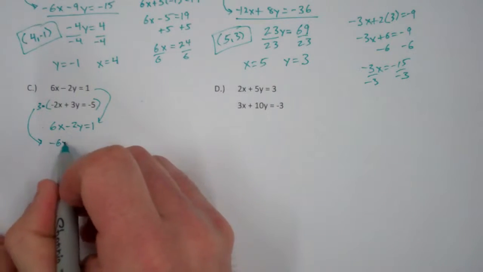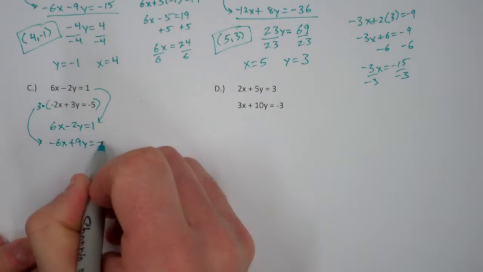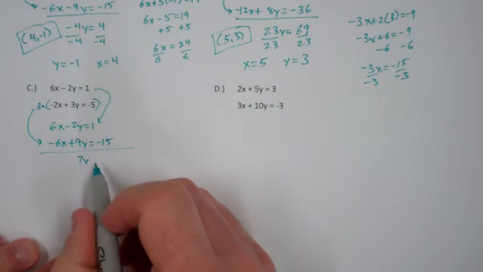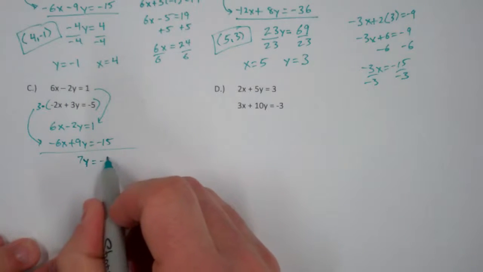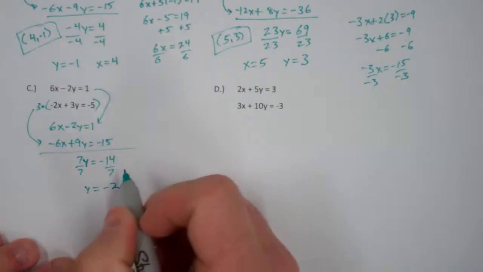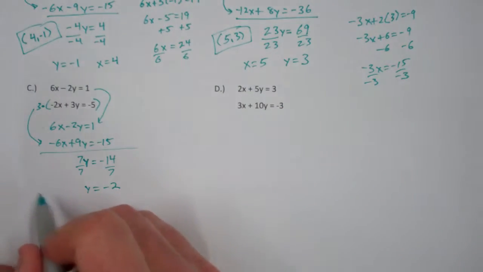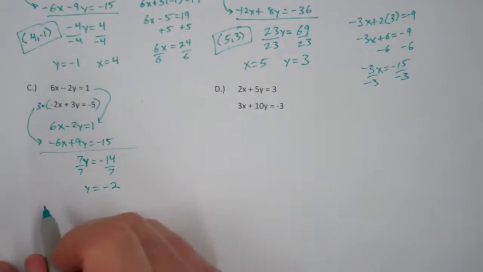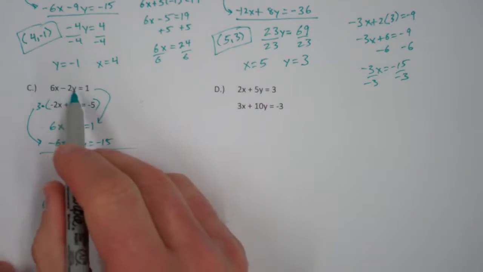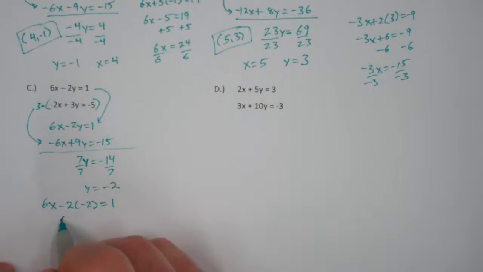So we've got negative 6x plus 9y is equal to negative 15. We'll add those up. Negative 2y, 9y is 7y. Got negative 14, so we'll divide by 7, and y is negative 2. To find x, all we need to do is use either equation. We'll just choose the first one and substitute that negative 2 in for y.